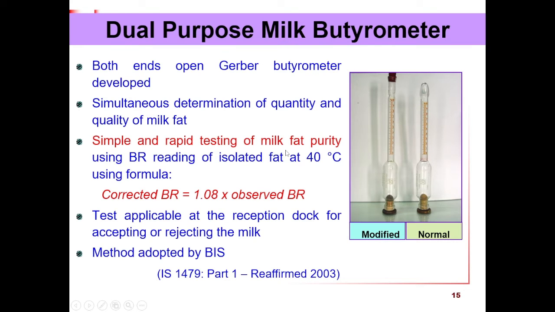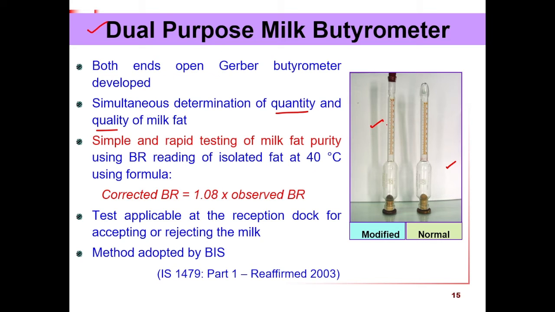Then we have a dual purpose milk butyrometer also. Sometimes vegetable oil has been added to milk, and that can also be detected using the dual purpose butyrometer. So we know this is a normal butyrometer and this is a modified butyrometer. The modified butyrometer opens at both ends, top and bottom, and then we can simultaneously determine the quantity as well as the quality of the fat.